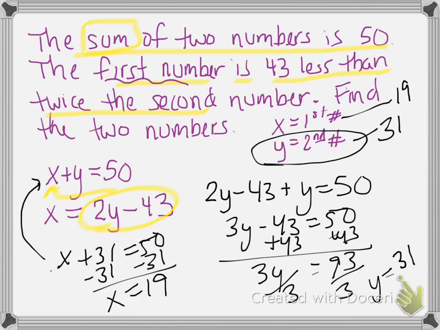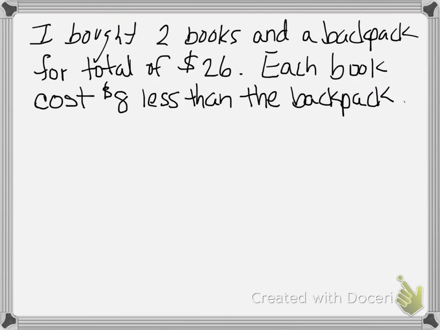Okay. Look for those story problems. I'll try to add one to each video, and then make sure you practice them. I'll try one more. Okay, so if I buy 2 books and a backpack for a total of $26, and each book costs $8 less than the backpack, can you write 2 equations and solve that system to find out how much a backpack was and how much a book was?